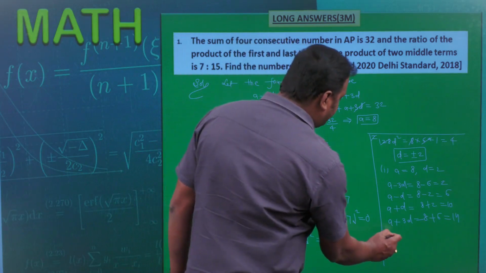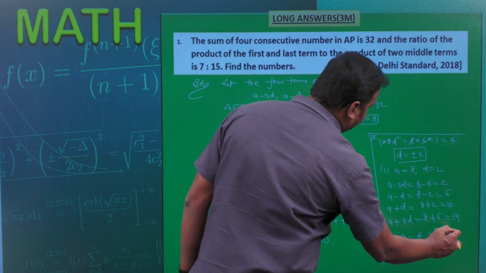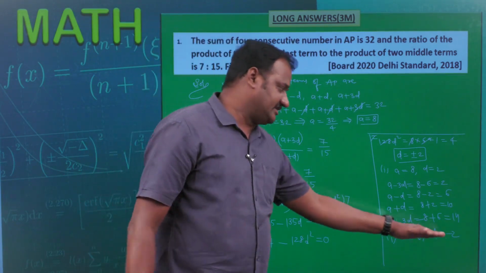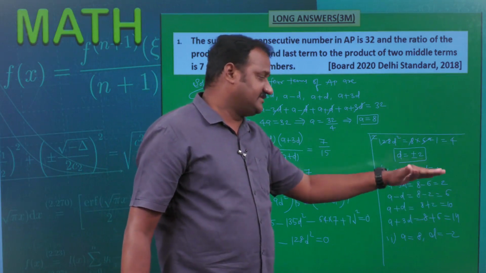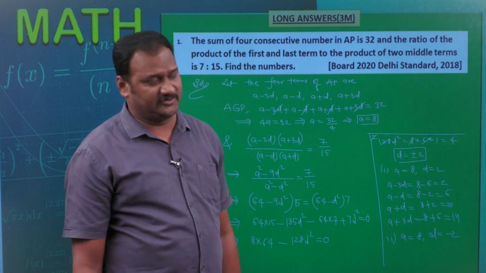Similarly, if you find out the values by taking a equal to 8 and d equal to minus 2, then what would be the values that you get? You get them in reverse order, that is 14, 10, 6, 2. They are the values of all the 4 terms of this arithmetic progression.